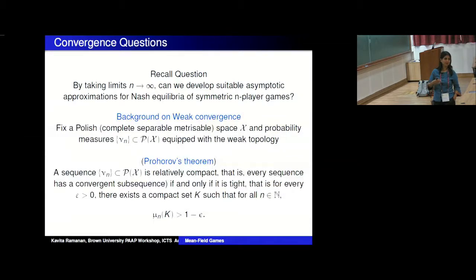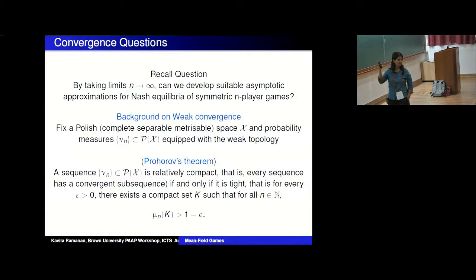So there's a criterion for relative compactness of probability measures, and the way to check tightness is to see that for every epsilon there's a compact set such that most of the mass, uniformly with respect to all measures, is concentrated on that compact set, right? This is just something that we might use from time to time for convergence results.